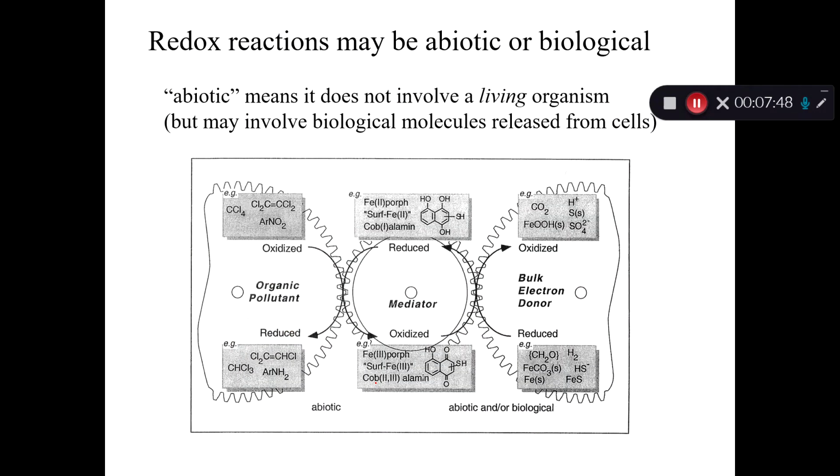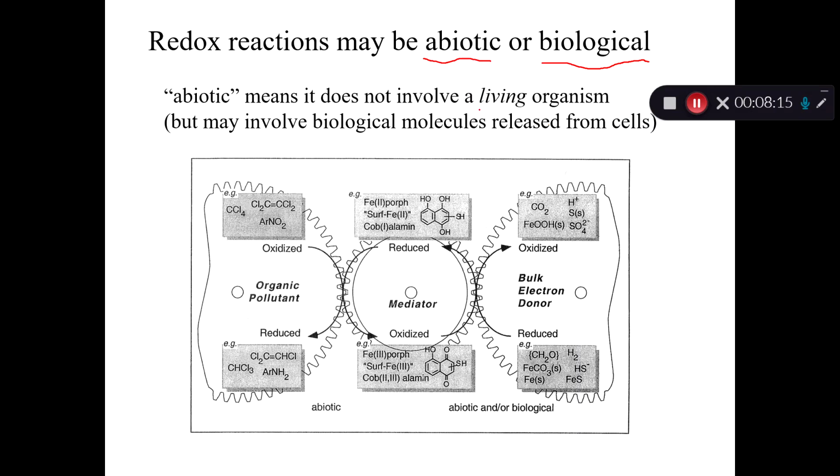All right, so we're going to talk about a bunch of different types of redox reactions. And these redox reactions can be abiotic, meaning that there's no biology involved, or they can be biological. Now, most of the cool and interesting redox reactions that we care about as environmental chemists are biological. Bacteria are the world's greatest chemists. They can do amazing, amazing things. But there are a few things that are abiotic.